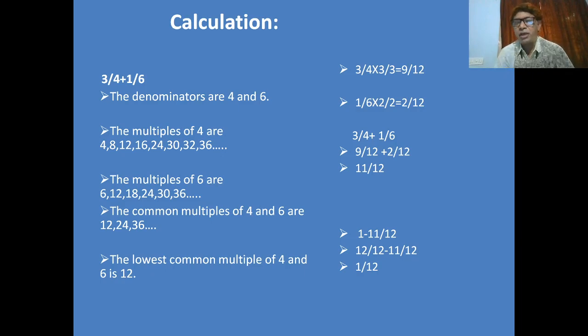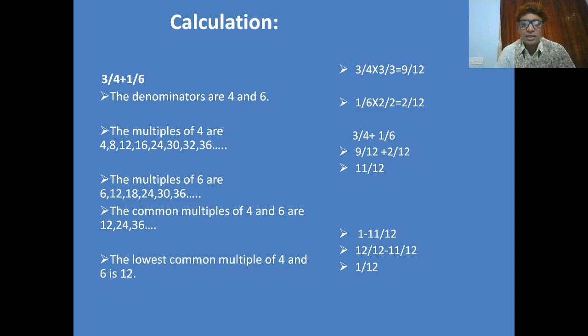Coming to the subtraction part, 1 minus 11/12. So here the denominator in the fraction 11/12 is 12. So we have to write 1 with the denominator 12. So if there is denominator 12, automatically the numerator should also be 12. Hence we write 1 as 12/12. 12/12 minus 11/12, which is equal to 1/12. So this is the final answer. Hence, the family saves 1/12 of their income.